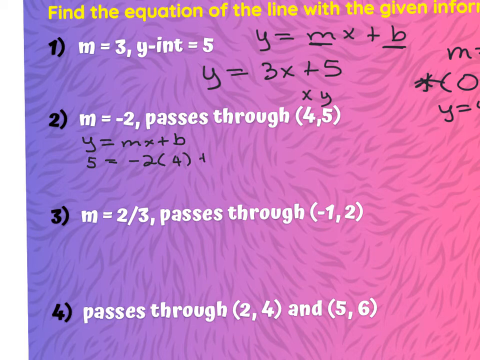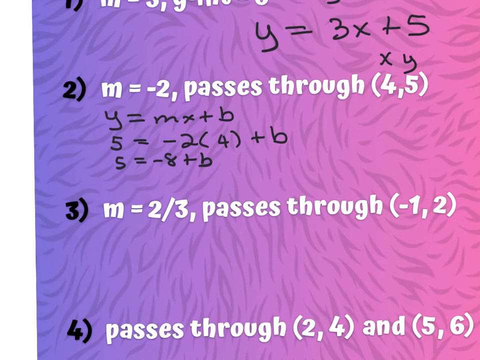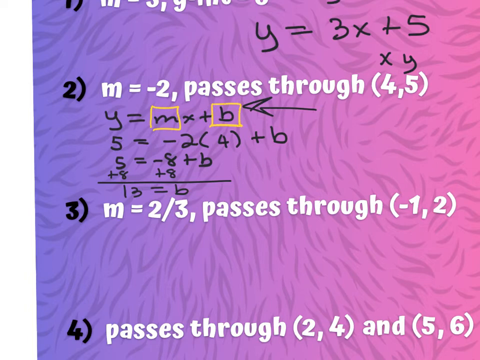It's being multiplied. And now I need to solve for b. So I'm going to multiply. -2 times 4 is -8. Then I'm going to add the 8 to the other side. And the b, or the y-intercept of my equation, is 13. Now I got to go back to this, and now I'm going to replace the m and the b, the m with what was originally given to me, and the b that I just calculated. So the final answer here is y equals -2x plus 13.